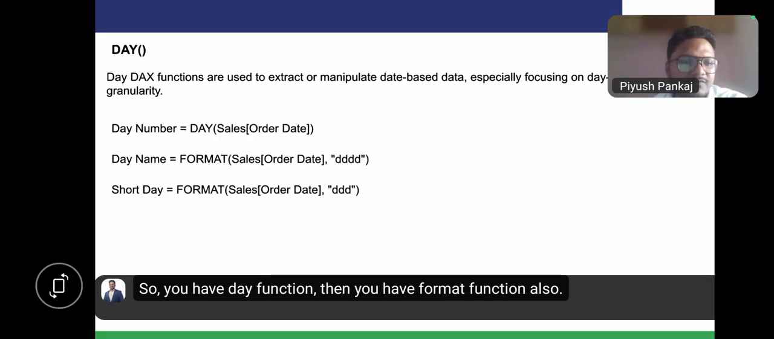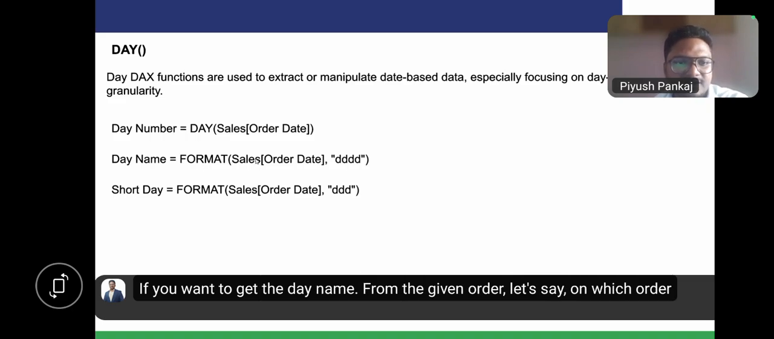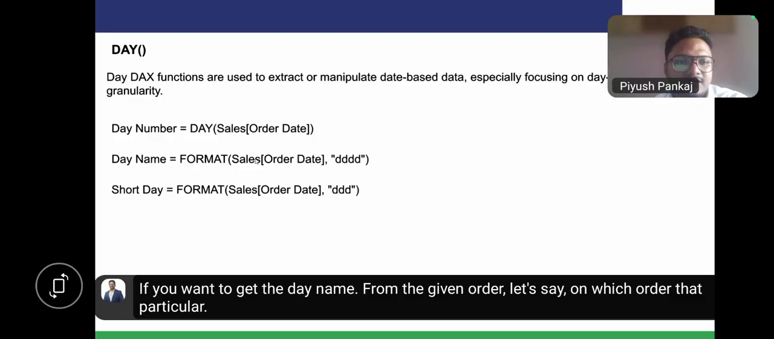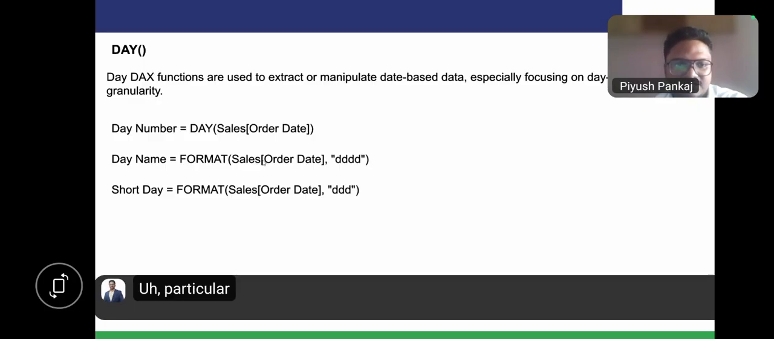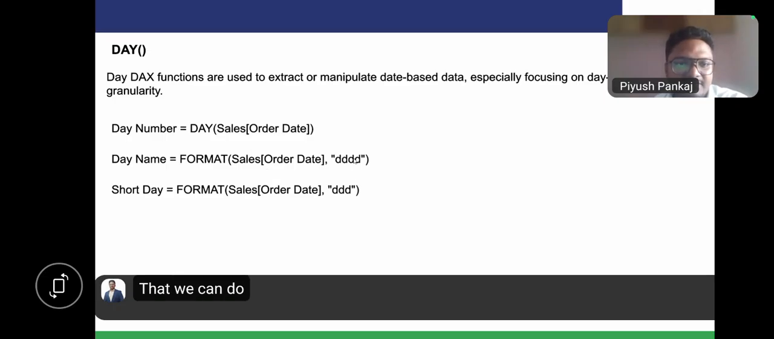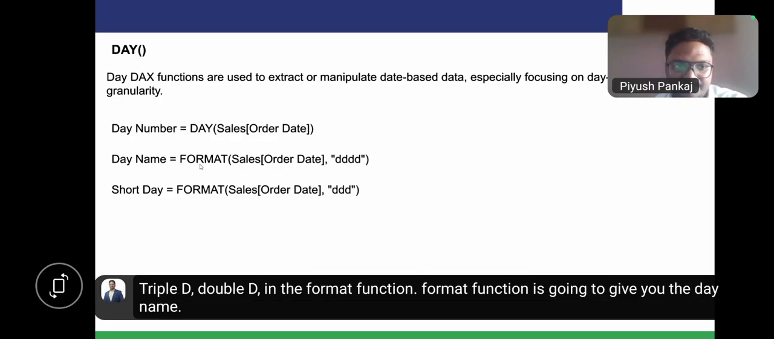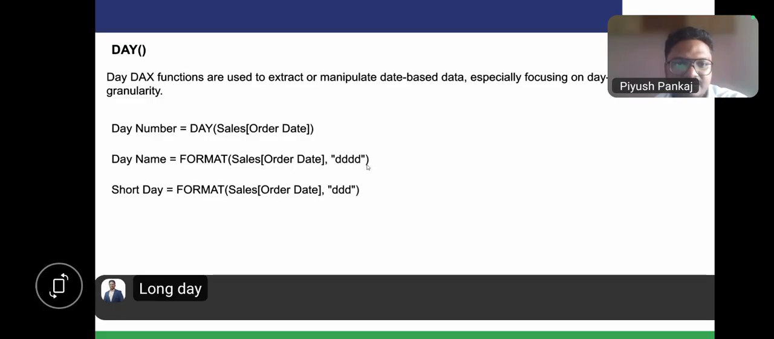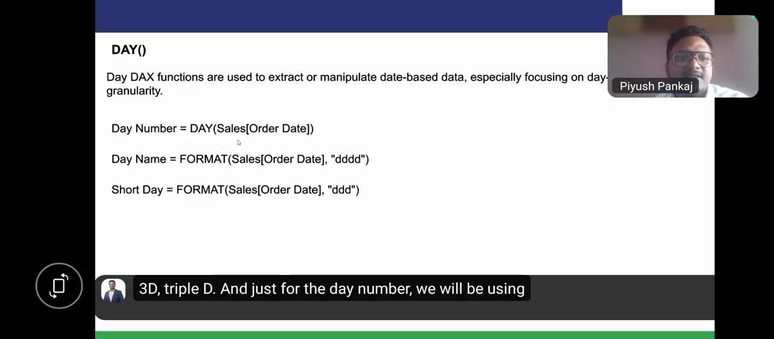If you want to get the day name from the given order, let's say on which date that particular order was placed, that we can do. And here we have the FORMAT function with triple D and 4D. The FORMAT function is going to give you the day name. For the long day name we will be using 4D, for the short day name we will be using 3D, triple D. And just for the day number we will be using DAY. Let's try to use all these three.